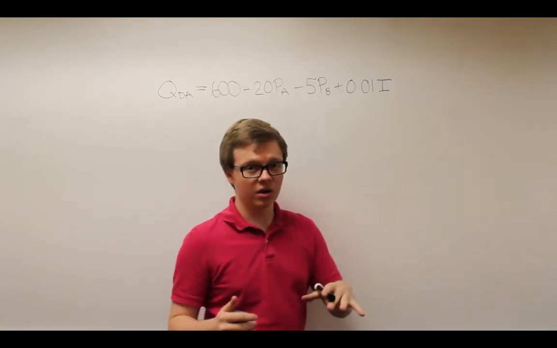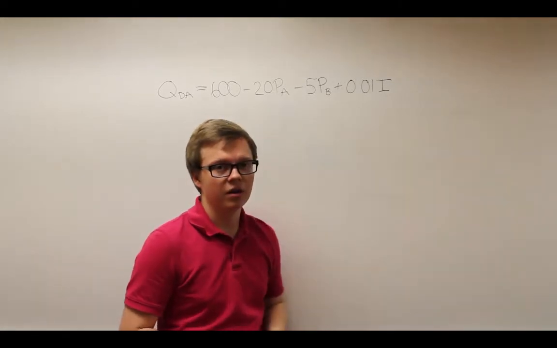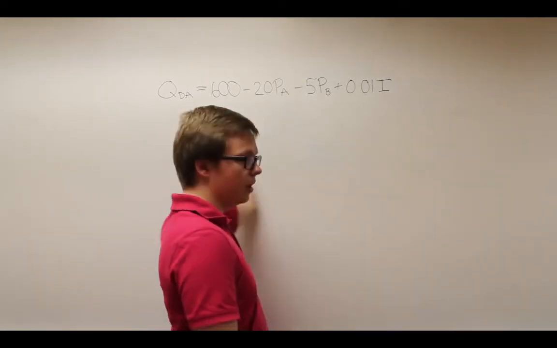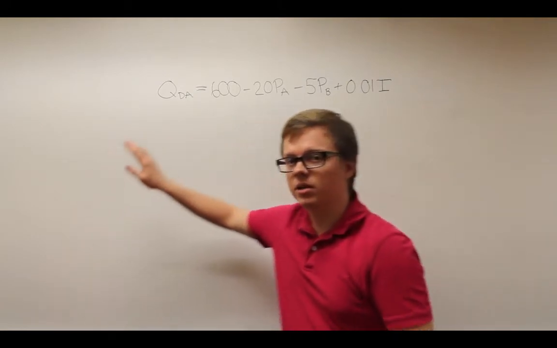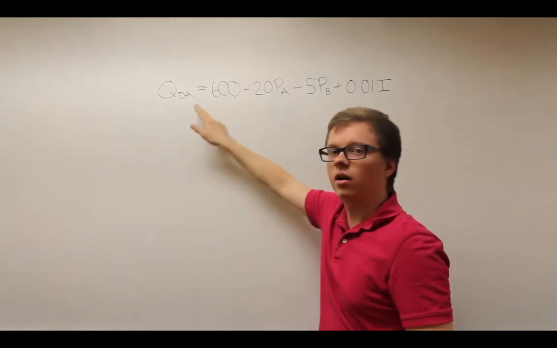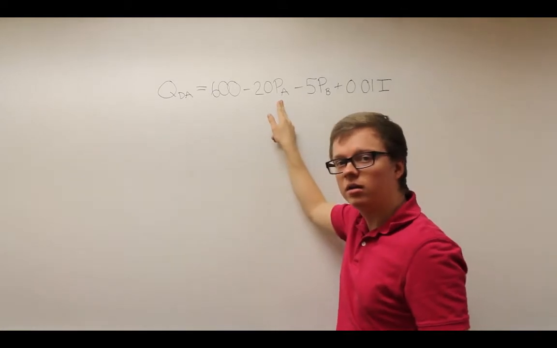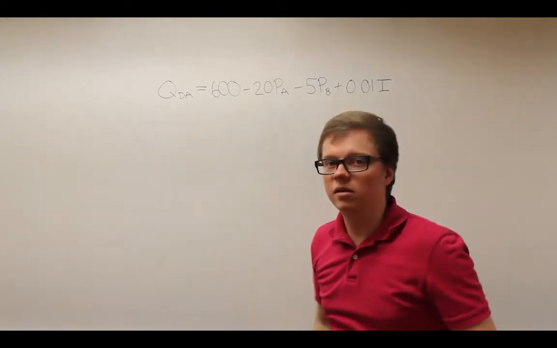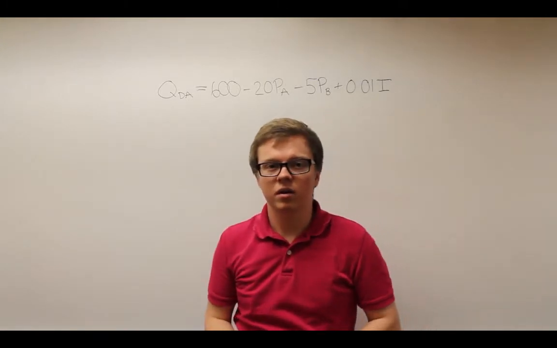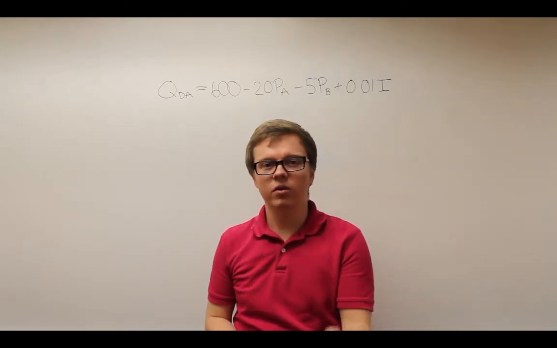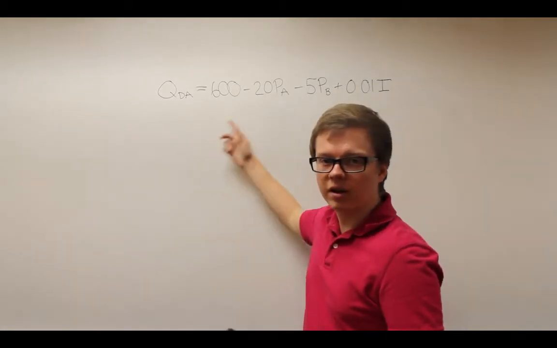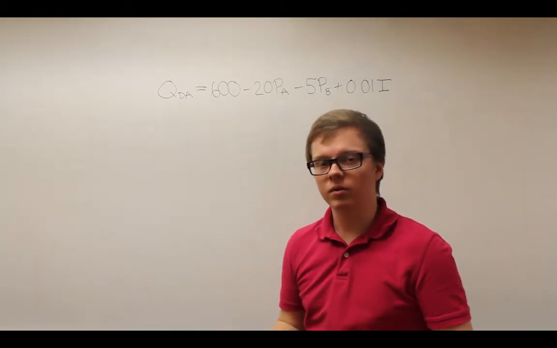So to start, we have this equation, and it gives the quantity demanded of good A. That's what this represents. And it's a function of the price of good A, the price of another good B, and the consumer's income level. So if we want to graph this, we can't graph something in 2 dimensions when we have 4 variables. We can only use 2 variables.